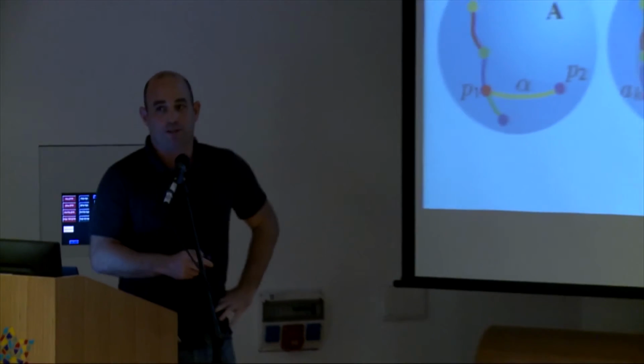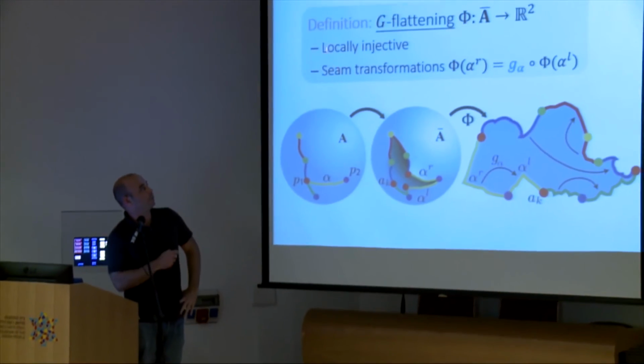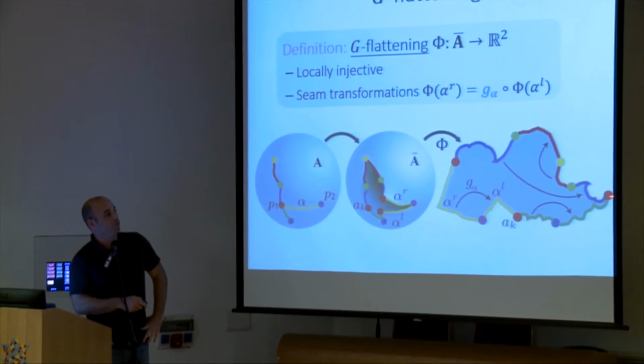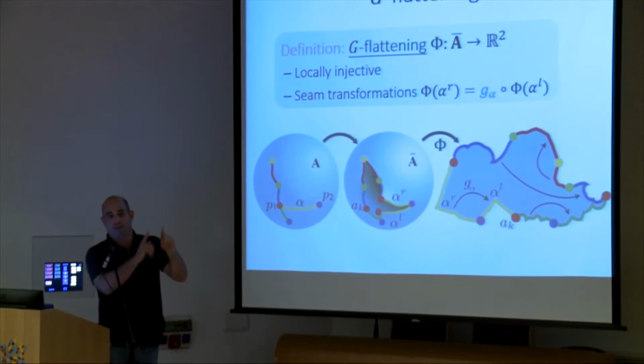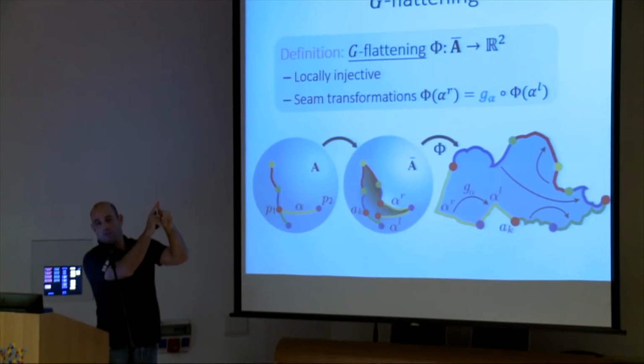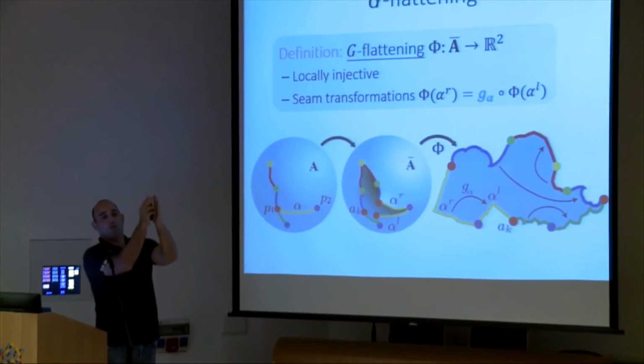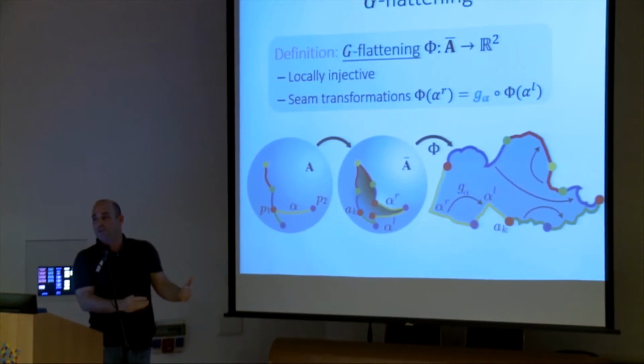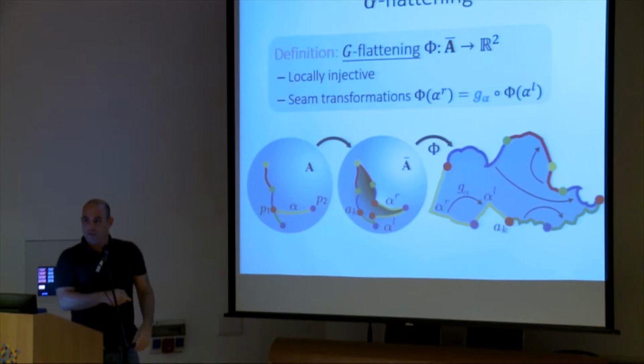So once we set this group, now we want to define the G flattening. It's very simple. It's a regular flattening, except that, let's forget about the local injectivity for a second, we require that if we have two pieces of boundaries that came from an edge on the surface, so I remind you, when you cut a surface, every edge is duplicated twice, then the planar realization of these two edges should be related by an element from the group. So here it's not just illustration, it's done like that.